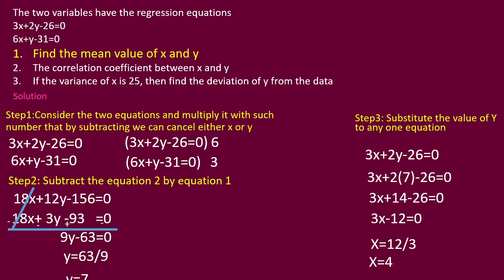So here our first task is over. It is to find the mean value of x and y. So the mean value of x is 4 and the mean value of y is 7. So what we have done, we just subtracted equation 2 by equation 1. Hope you understood how to get the mean value of x and y when they have given two regression equations.